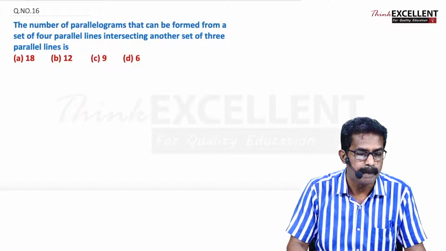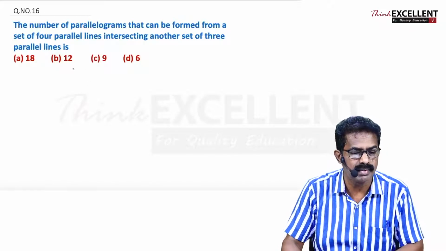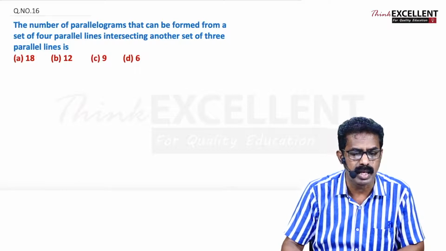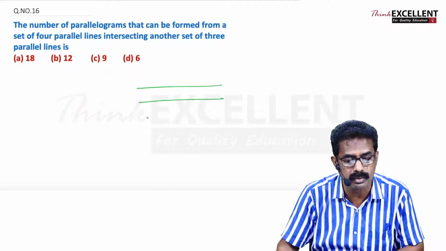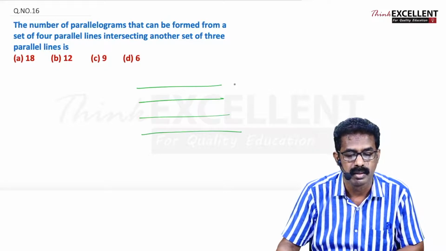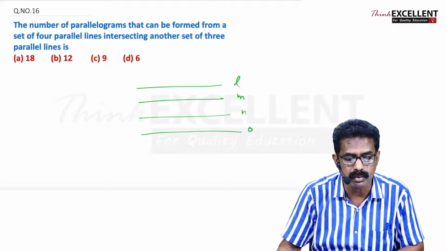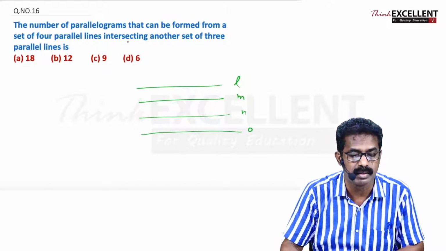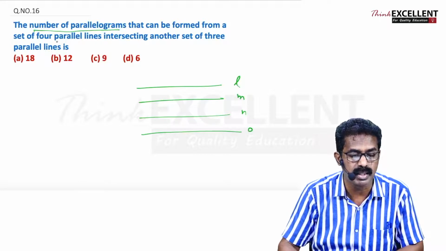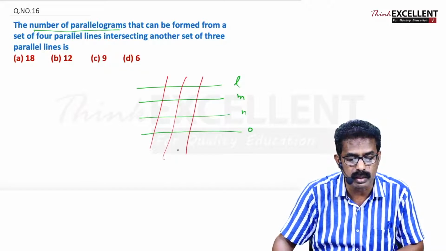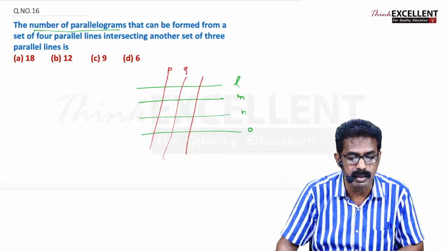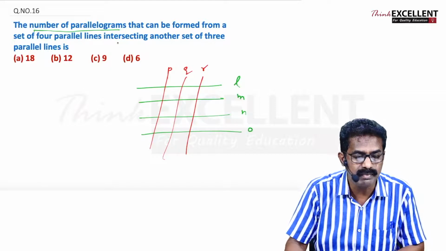Now sum number 16. Listen carefully to this one. The number of parallelograms that can be formed from a set of 4 parallel lines: 1, 2, 3, 4. Let's call them L, M, N, O. All the 4 lines are parallel, right? They asked the number of parallelograms that can be formed from the set of 4 parallel lines intersecting another set of 3 parallel lines, 1, 2, 3. I'm taking them as P, Q, R. So we have to get the parallelogram.